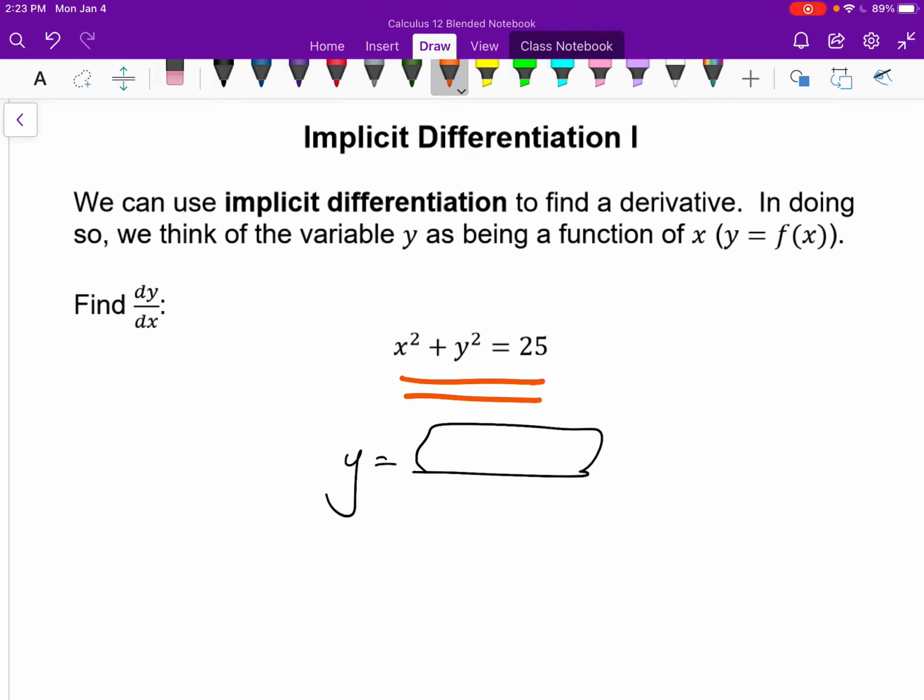Now this is actually not a function, right? A circle fails the vertical line test, but that doesn't matter. We can still differentiate it. And it can be a bit challenging, hence we're going to spend a few lessons on this.